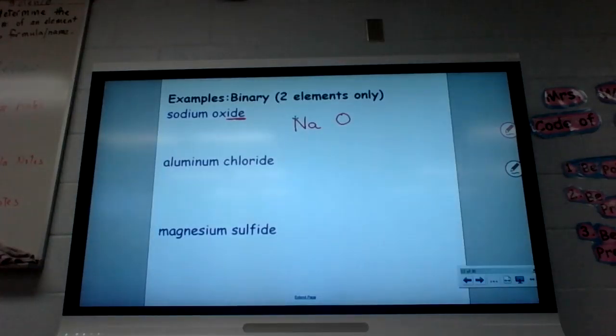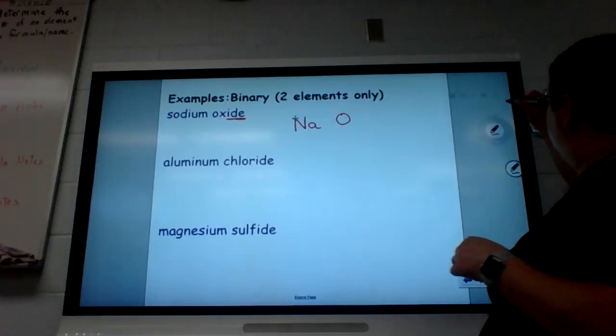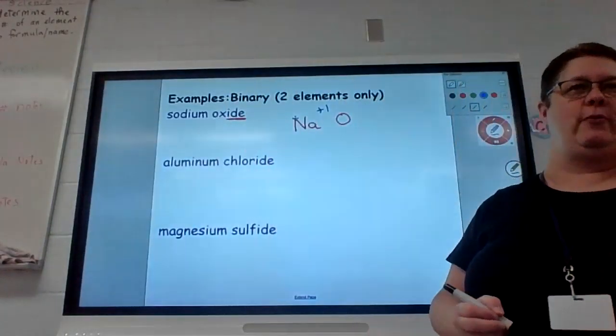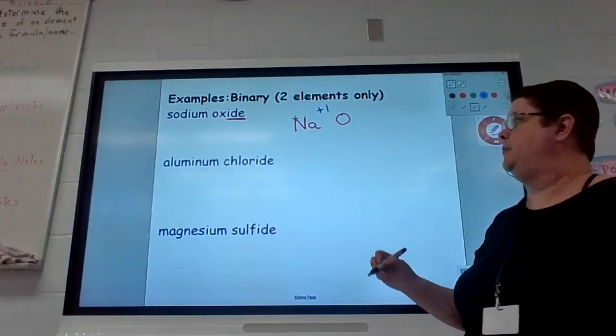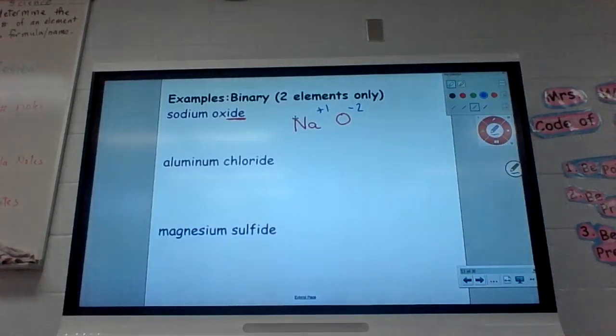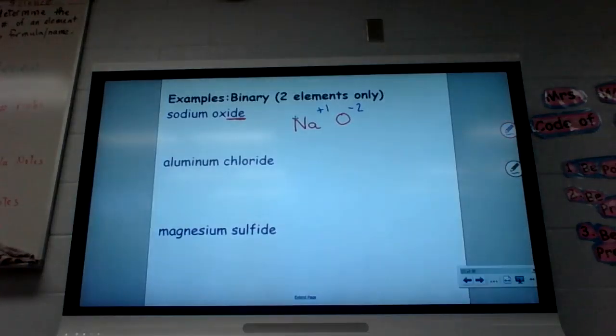So what is Na's oxidation number based on the group it's in? Positive 1. And what is oxygen's oxidation number based on the group it's in? All right. Is everybody okay with symbols and oxidation numbers? Yes. Because that part should largely be reviewed. How's this formula? Are we okay with that?